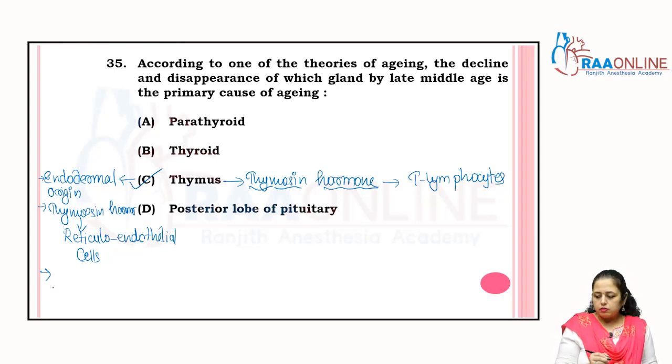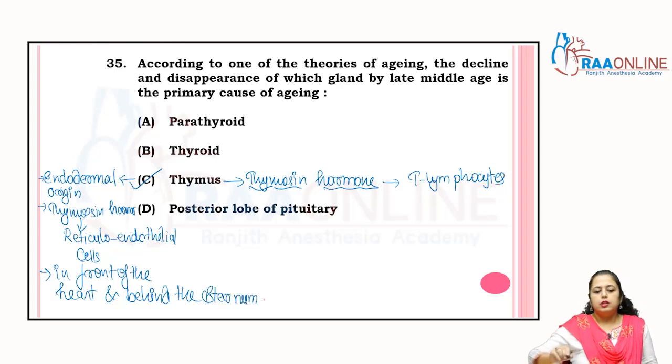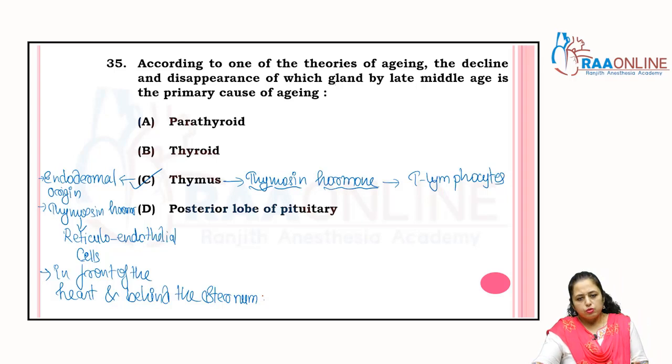Now its location is specifically asked in the question paper, right? It lies in front of the heart and behind the sternum, that is the breastbone, right? So this is all about the thymus gland.